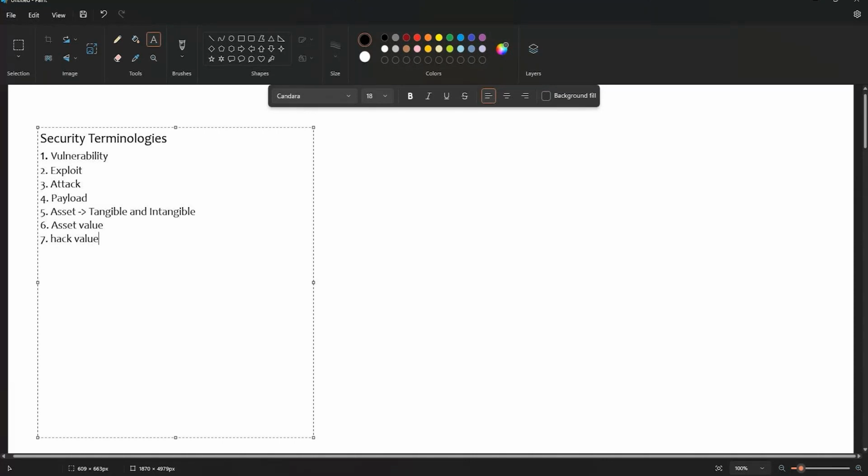Hack value means that you define your assets on the basis of some value, and in the same way attackers define your assets on the basis of some priority. If there is one bank and one newspaper website, the attacker will go for the bank because they will get some money. That is hack value. Then the next one is risk.